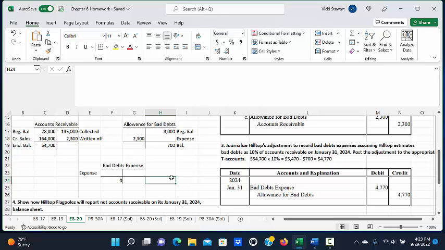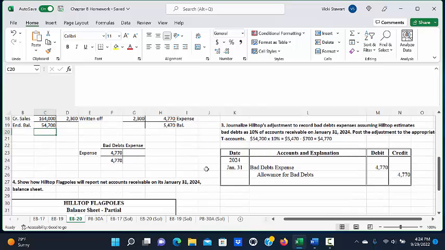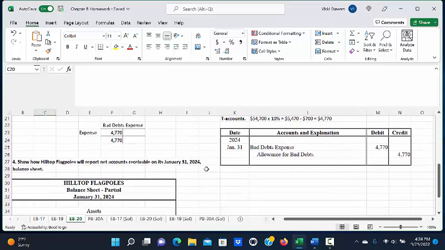Now we will post those amounts to the account. So we would debit bad debts expense for $4,770 and we would credit the allowance account for the same amount. And now you will see that we do have a balance in the allowance account of 10% of the balance in the accounts receivables.